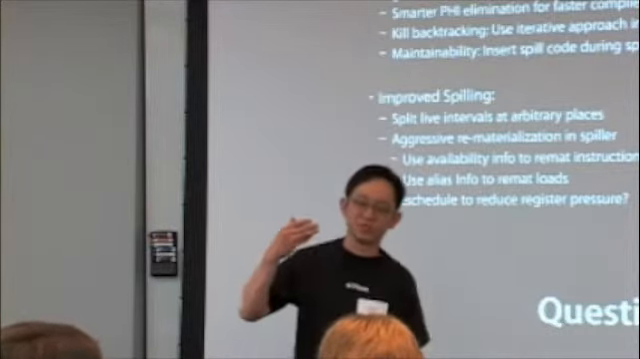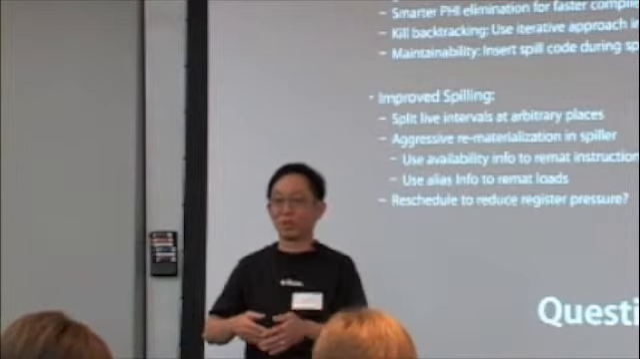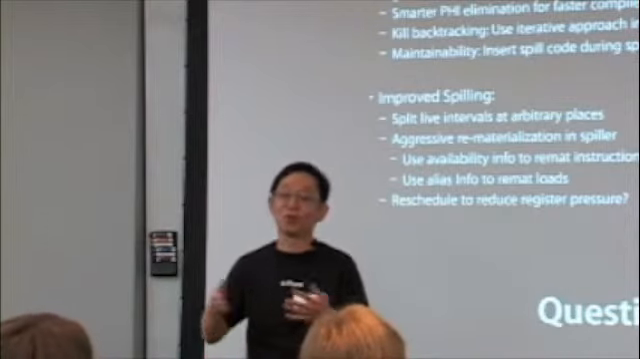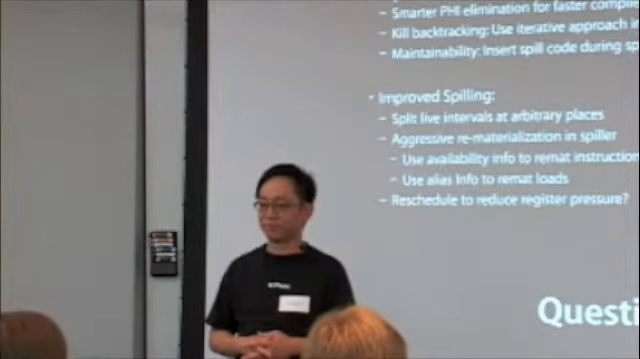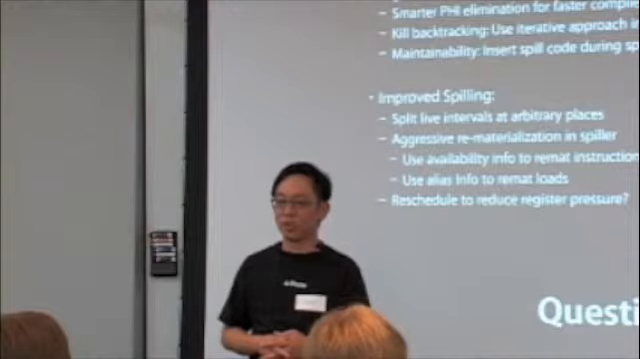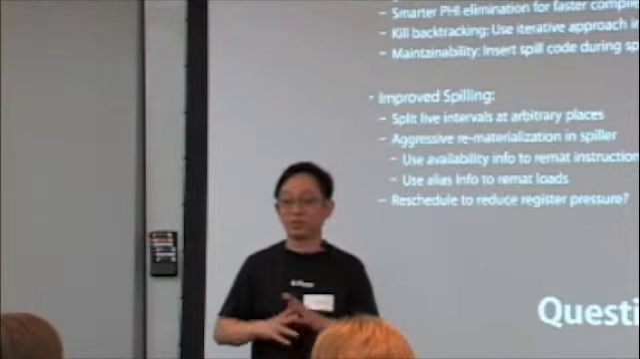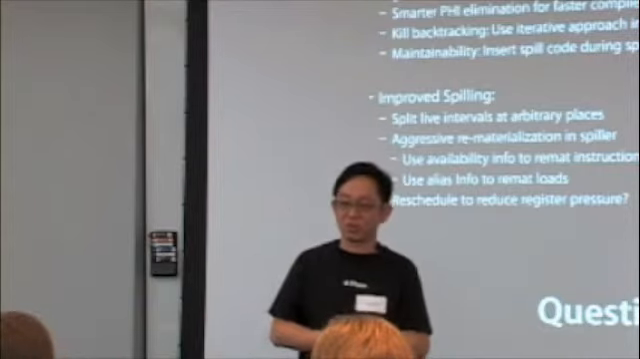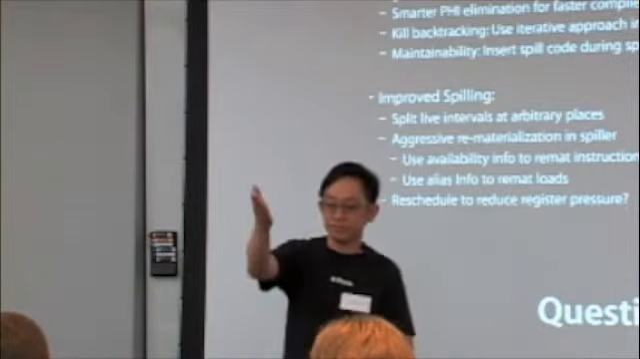So the question is about sub-registers like AL, AH. Are we taking advantage of the fact that they don't overlap? We are somewhat conservative in that. In a lot of cases we do check if two physical registers overlap. If that's the case, we know that. So the register allocator is taking advantage of that.